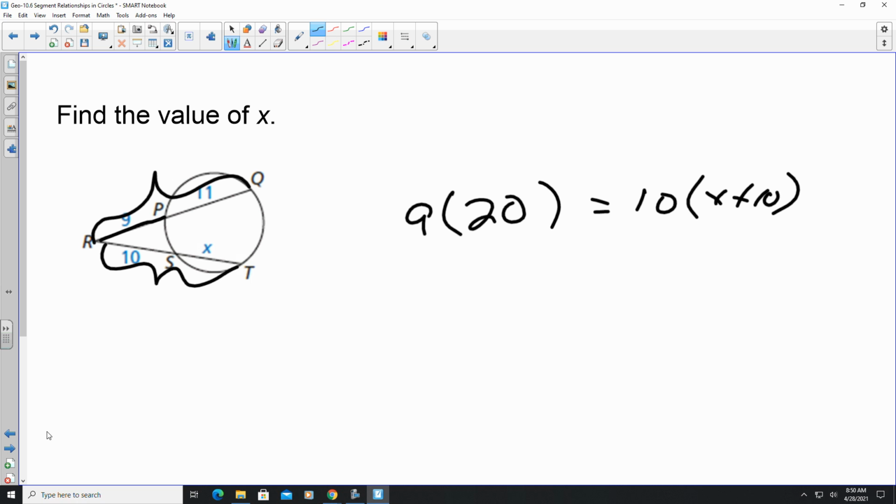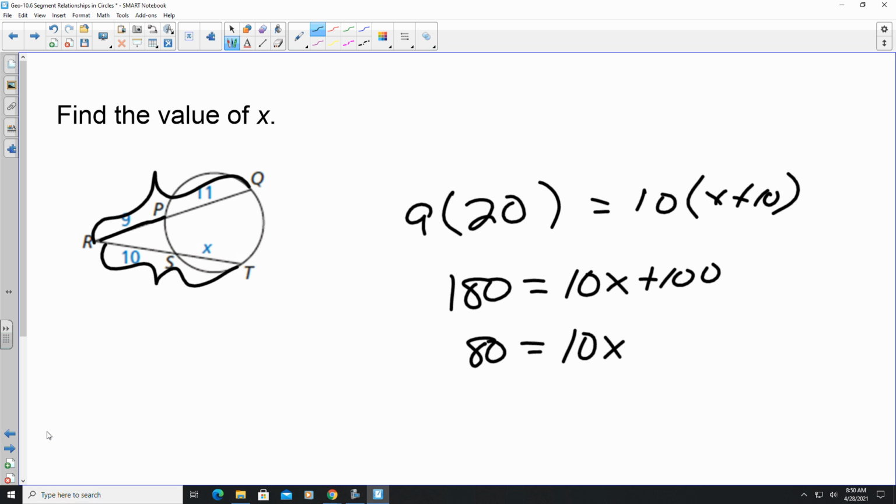So from here, 9 times 20 is 180. Distribute on the right-hand side, so it's 10x plus 100. Subtract 100 from both sides, so I get 80 is equal to 10x. Then x will be equal to 80 divided by 10, which is 8.